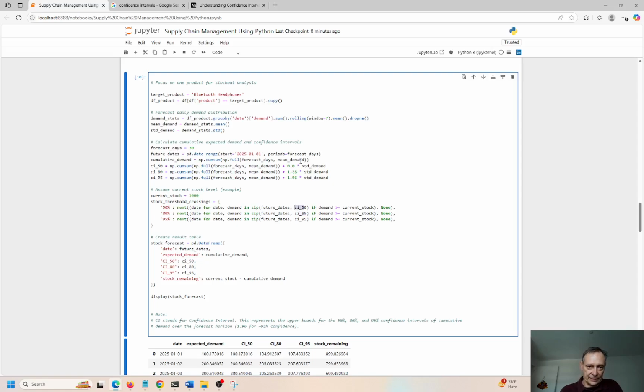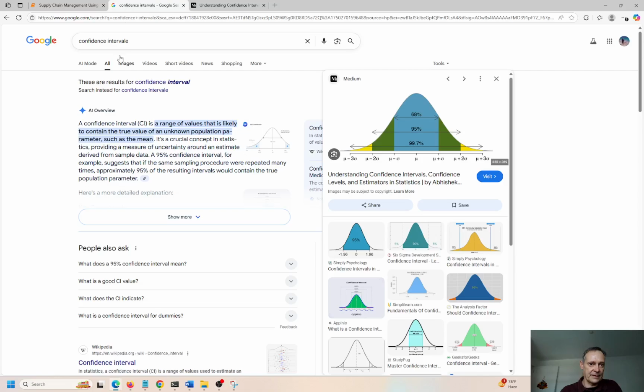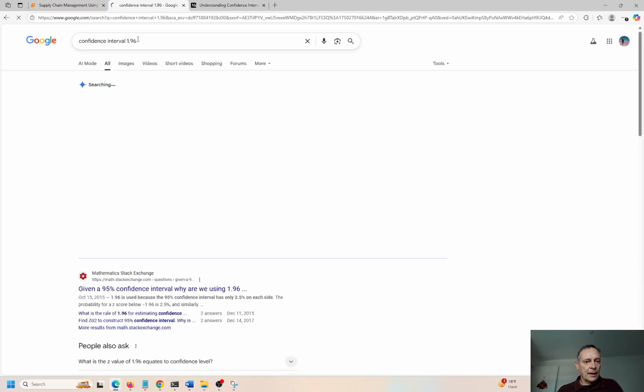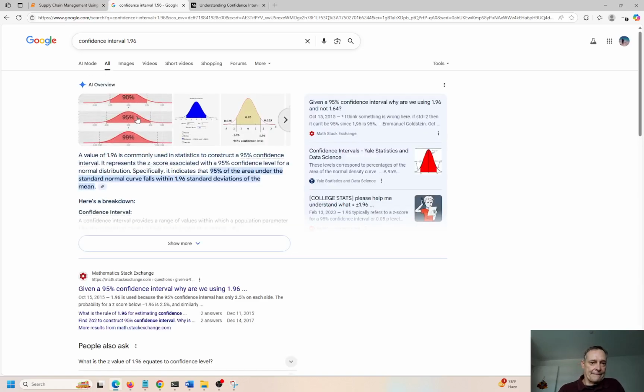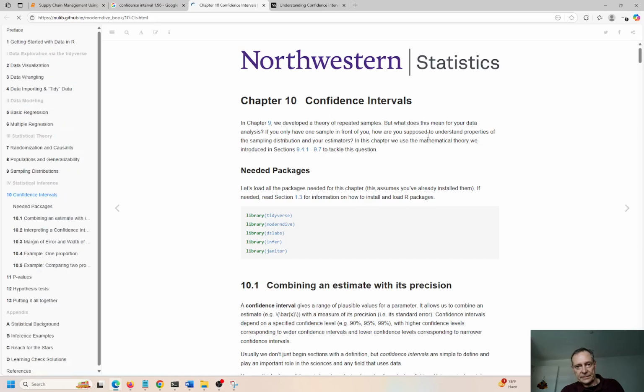So 50 is right in between. So 50 is the midpoint. This is 1.28, and this is 1.96. Actually, it didn't really answer the question. I wanted to see the 1.96. Okay, let me see if this will be it. Yeah, kind of does. Okay.